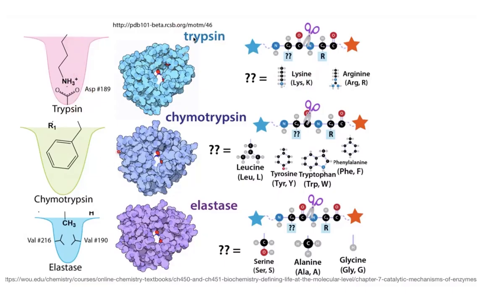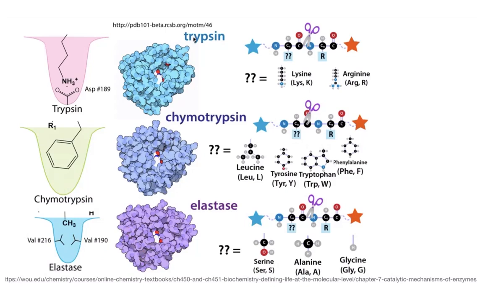In the case of chymotrypsin, here we want something that's going to be neutral, but we also need it to be big. So here with chymotrypsin, you basically see this big broad channel that's going to be hydrophobic. And in the case of elastase, here we have this little channel and it's got these valines sticking out of it so that it can really only accept these really little things like a serine, an alanine, or a glycine.